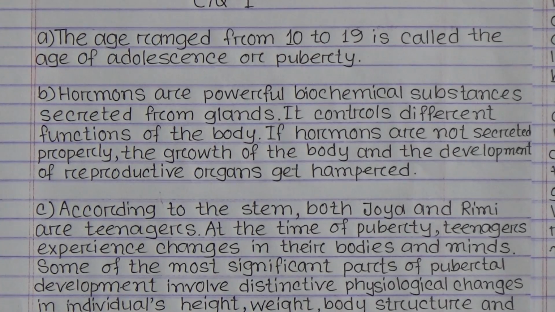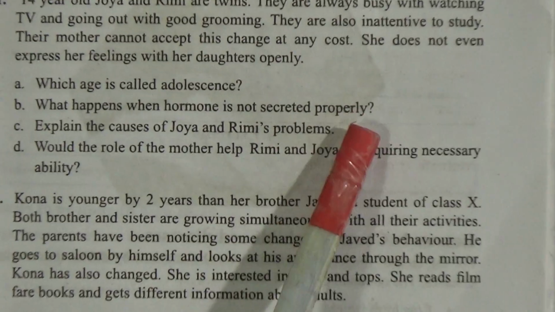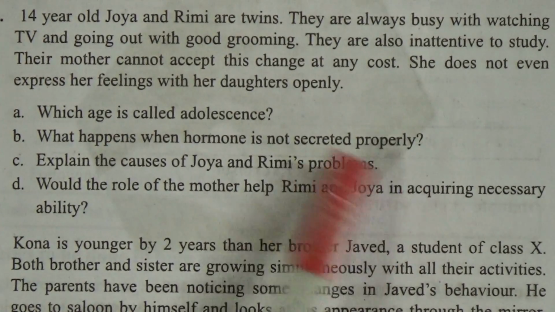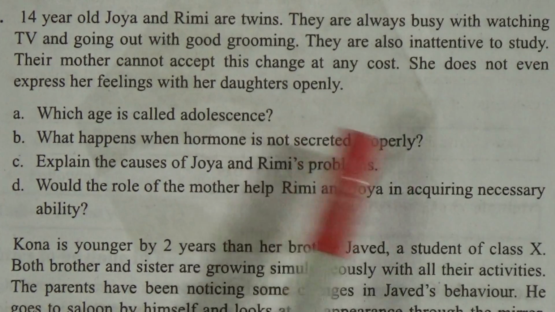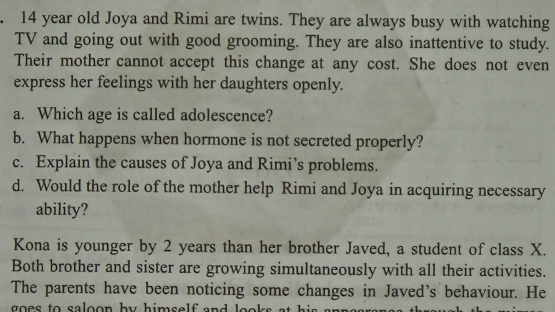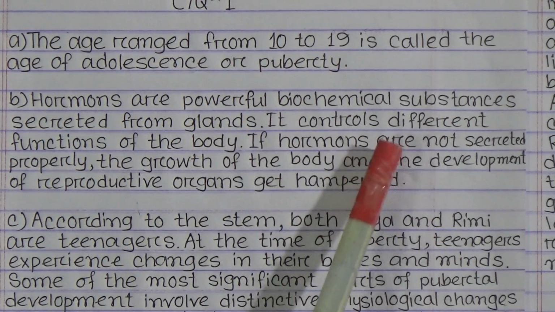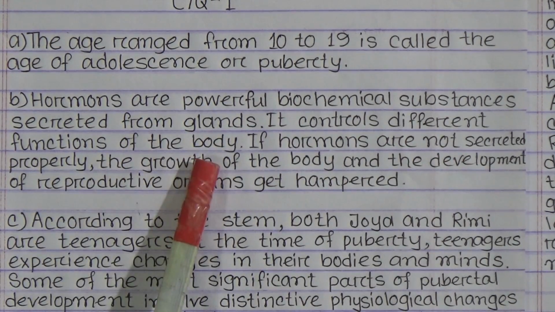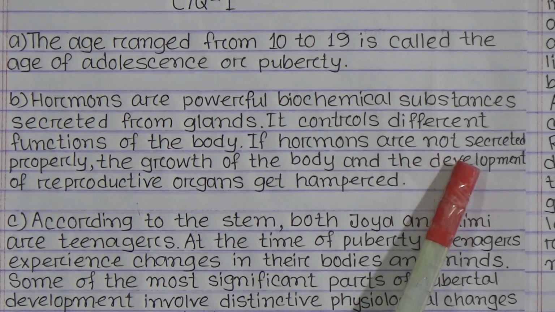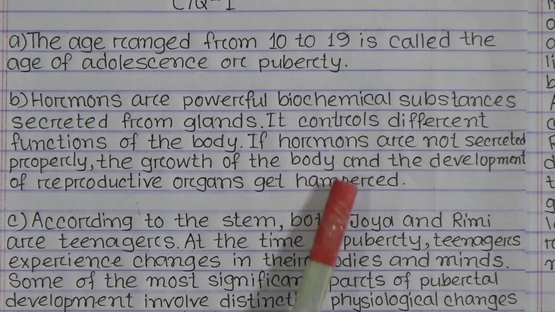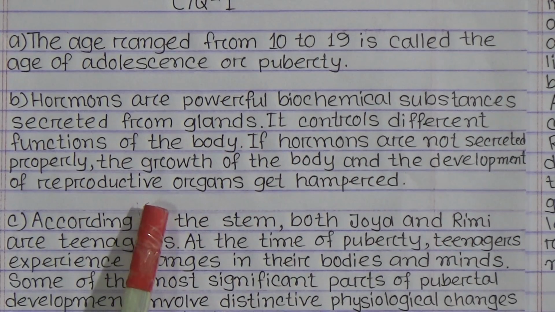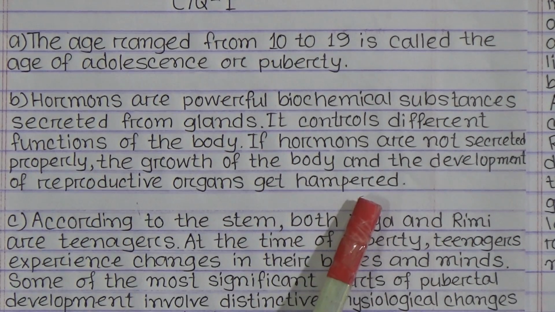Now, question number B. What happens when hormone is not secreted properly? So we can write the answer like this. Hormones are powerful biochemical substances secreted from glands. They control different functions of the body. If hormones are not secreted properly, the growth of the body and the development of reproductive organs get hampered.